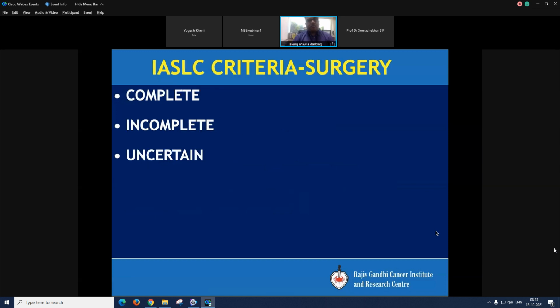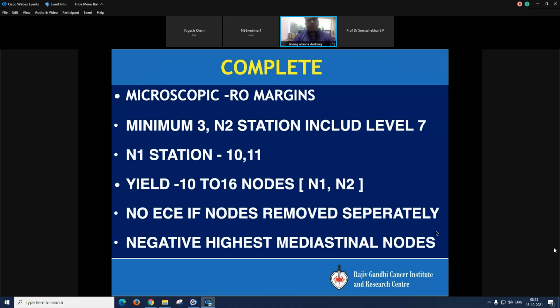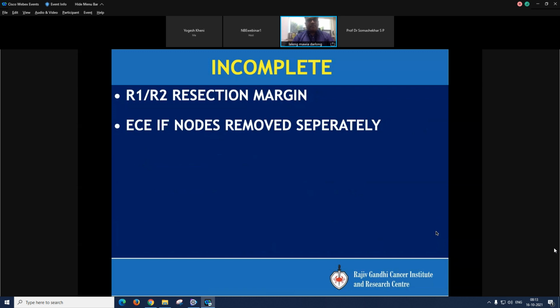So again, now towards the end about surgery, these are some criteria by IASLC in terms of the completeness of surgery. Surgery is considered to be complete if the microscopic margin is R0. Minimum 3 N2 stations are included, including level 7. N1 stations 10 and 11, the yield should be around 10 to 16. No extracapsular extension if the nodes are removed separately, and the highest mediastinal node is negative.